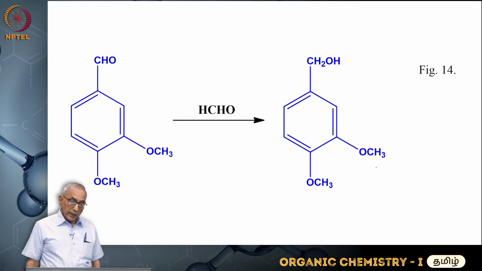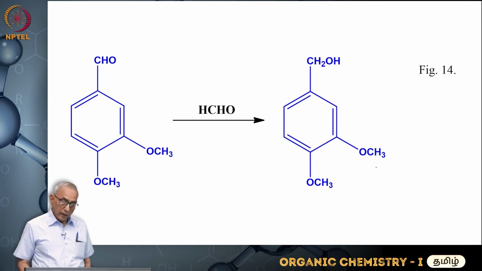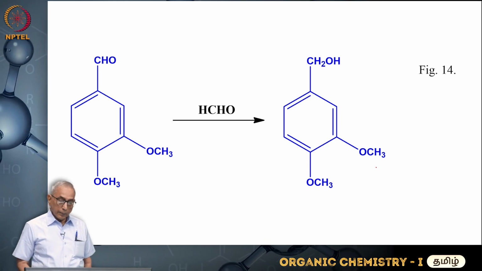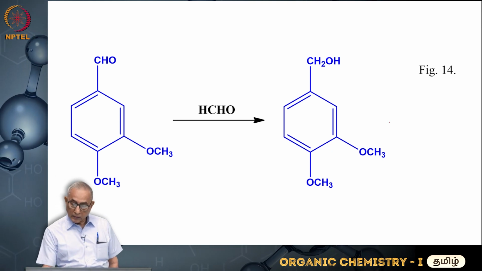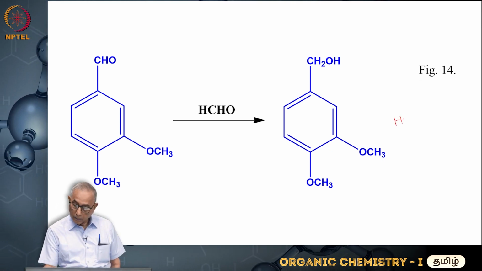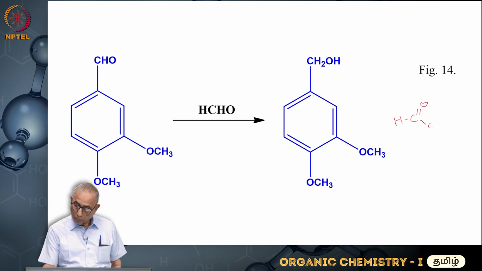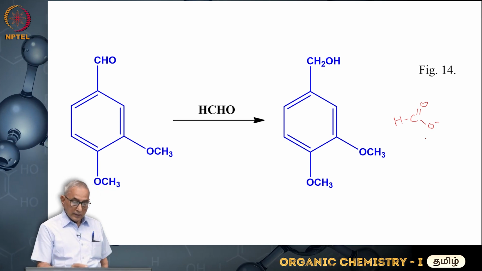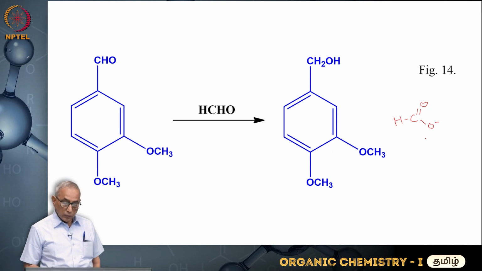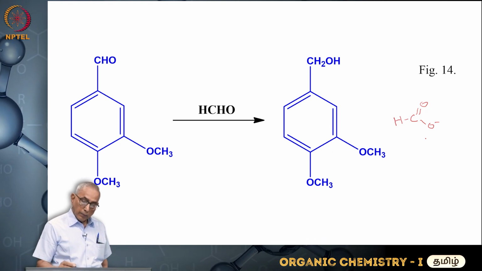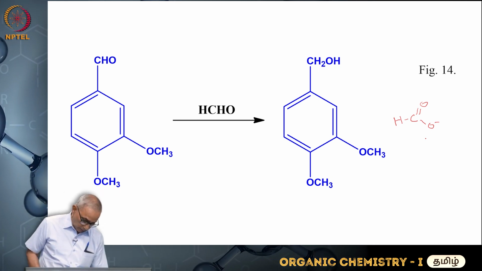This is the crossed Cannizzaro reaction. One is an aromatic aldehyde and the other is formaldehyde. When you react them, the formaldehyde gets oxidized. It's a good reducing agent. It gets oxidized, and that hydrogen is transferred to the aromatic aldehyde to form CH2OH. Again, very useful for preparing primary alcohols when other methods are not useful.